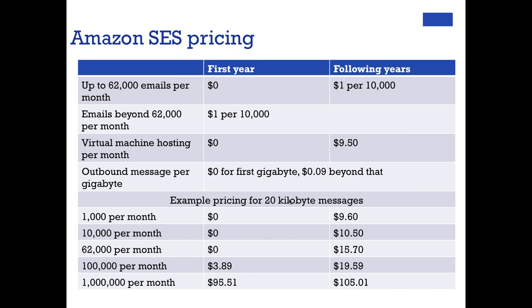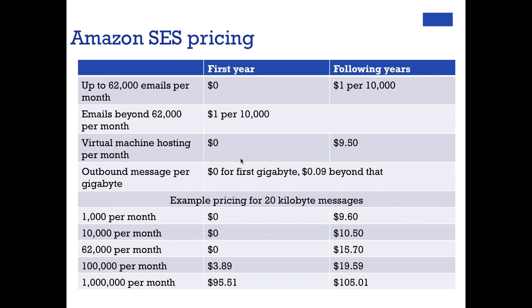I'm assuming that everybody can get this slide, so I'm not going to belabor all of these points here. But essentially, within the first year of service, Amazon allows up to 62,000 emails per month for free, and they charge nothing to host the virtual machine on EC2. And they charge nothing for the first gigabyte of outbound traffic. So when you put all those together, you're looking at a net price of zero for 62,000 messages per month for the first 12 months.